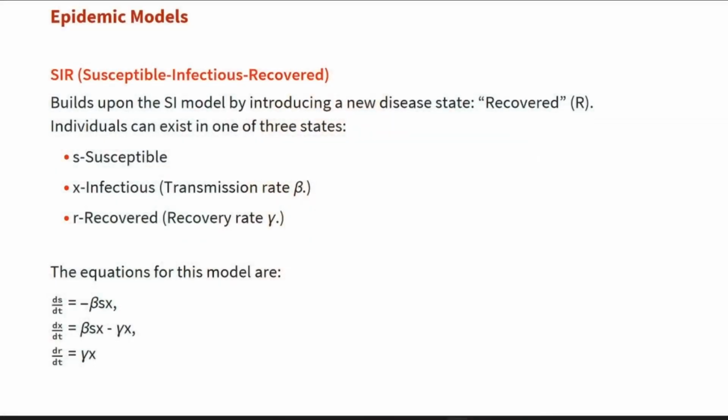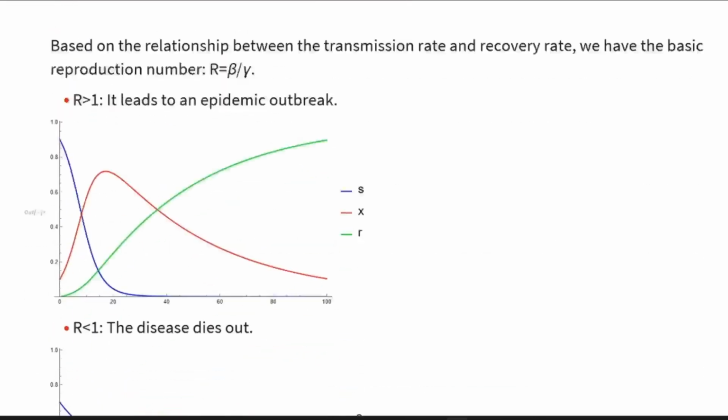Then the SIR, susceptible-infectious-recovered model, is another important epidemiological model. It builds upon the SI model by introducing a new disease state, the recovered individuals. So now we have the susceptible individuals, the infectious individuals, the ones that can transmit the disease at the transmission rate beta, and the recovered individuals, who had been infected but are now recovered and immune to the infection. They also cannot transmit the disease to others, and this recovery is governed by the recovery rate gamma.